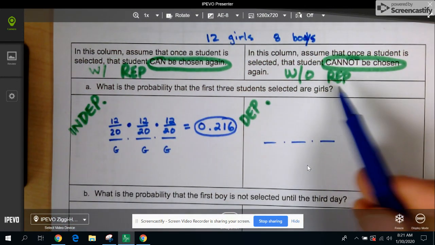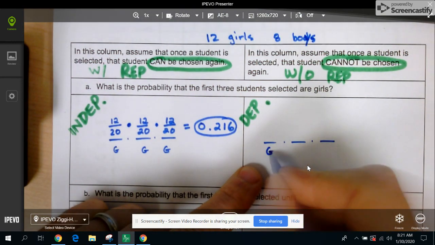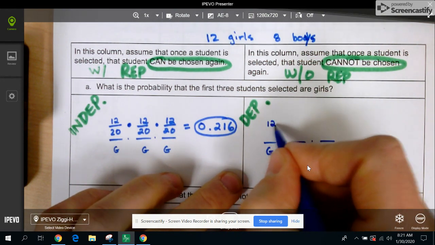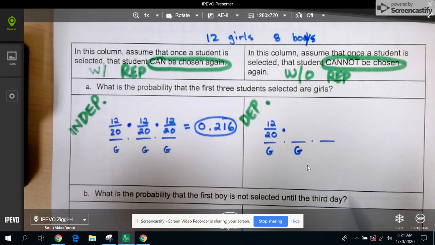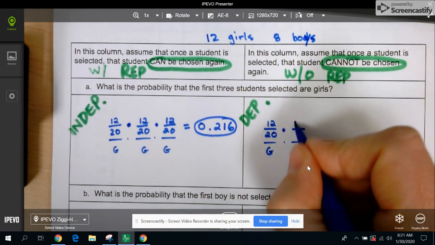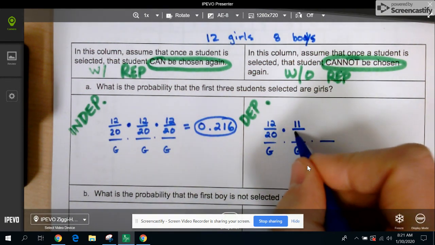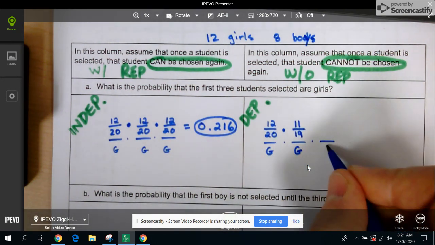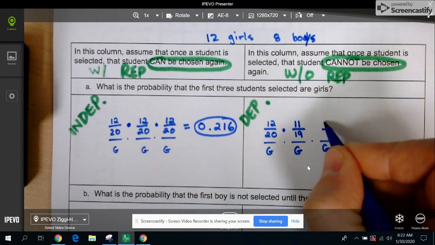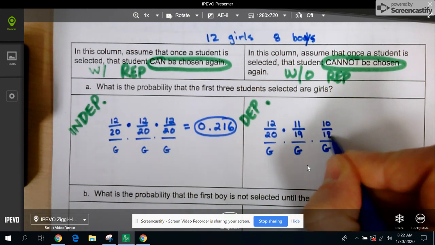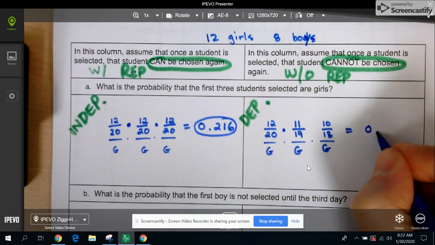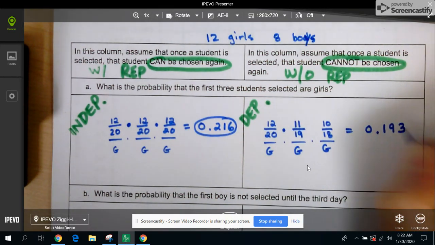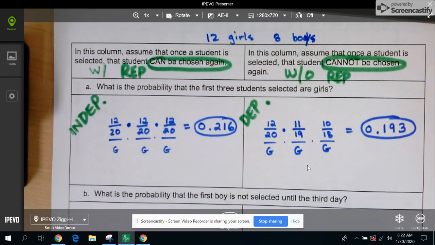However, if we move over here to without replacement, on the first day we want a girl. And there's 12 of them to choose from the 20 kids in class. But on the second day, when we want a girl again, suddenly the situation has changed. We've already chosen a girl here, so there are only 11 girls left to choose from, and there are only 19 students left to choose from. Likewise, on the third day, now there are only 10 girls left and 18 students to choose from. So if you multiply that out, you're actually going to get a slightly smaller number. Under the without replacement, there's only a 19.3% chance that we get 3 girls in a row.